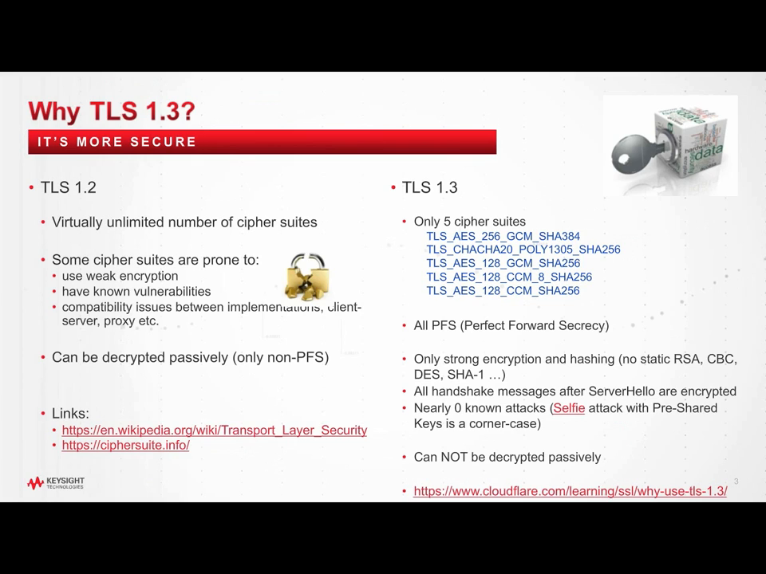suites, it uses what we call perfect forward secrecy. Okay, only strong encryption and hashing is used with TLS 1.3, and all handshake messages after the hello packets are encrypted, and this is a difference over the TLS 1.2 standard. One other change about TLS 1.3 is that the packets cannot be decrypted passively. And there are some references that I've included on these slides for your reference.